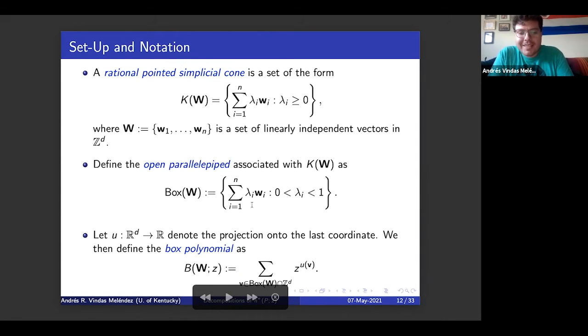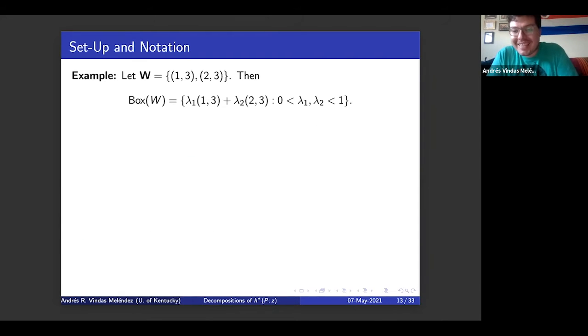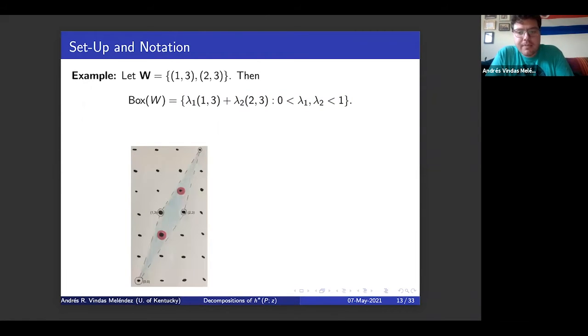Okay. And you might say, Andrés, this is all notation, I don't understand it. It's okay, don't be afraid. Here's a little example. Let's take W to be (1,3) and (2,3). Then this is what my box looks like. You might be able to visualize it, but if you have a hard time visualizing things like I do, sometimes it's better to write them down. So here's my fourth grade rendition of this box.